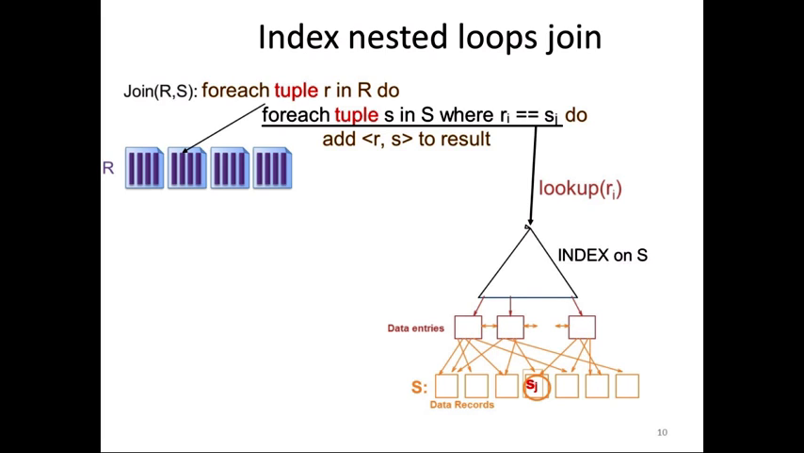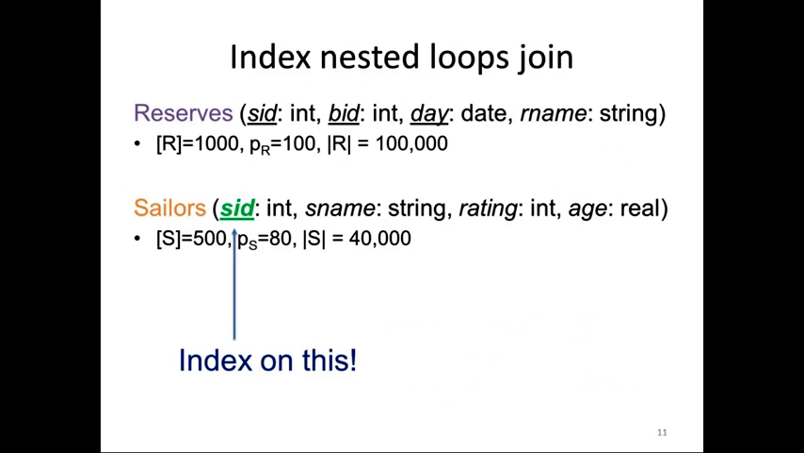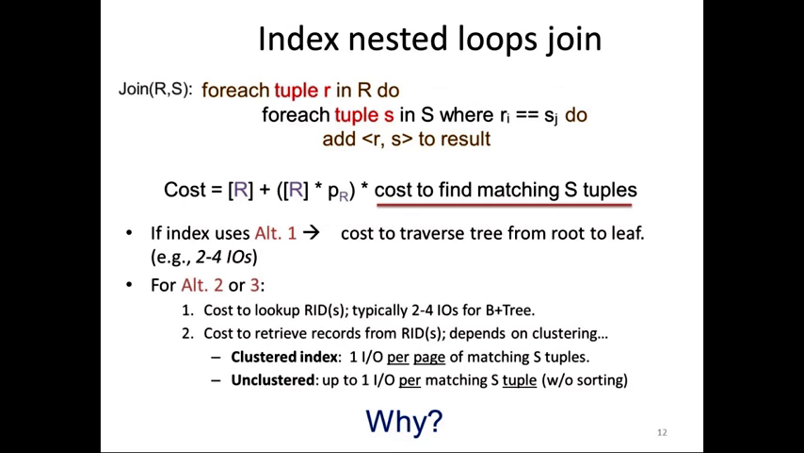We have with each record from reserves, we get, of course, a sailor ID, and basically we can use that sailor ID as a lookup condition in the index in order to get the corresponding sailor. And so this is our assumption here. So we have an index on sailor ID. Everything else remains the same, number of pages, records, and so on.